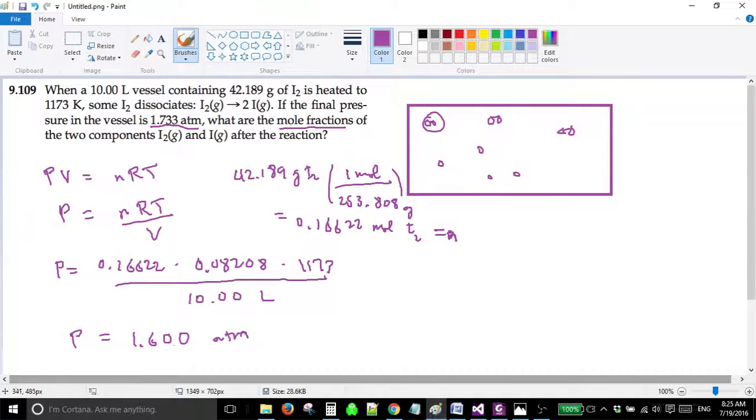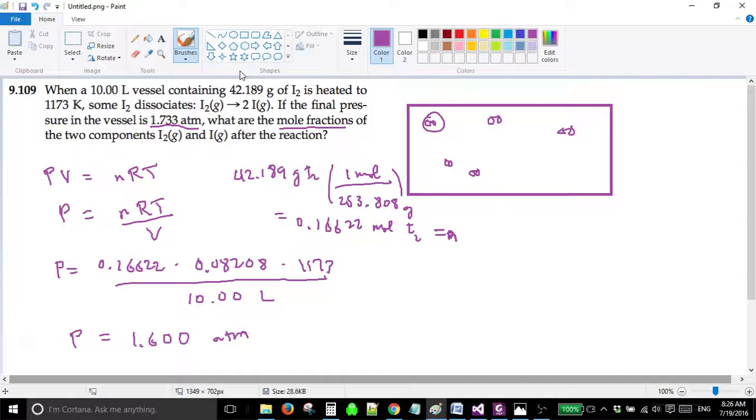Okay, now that is the pressure of the gas inside this container when it is only iodine gas. So before the reaction happened, when it is only molecular iodine in here, before any reaction happened, it is this pressure in there.